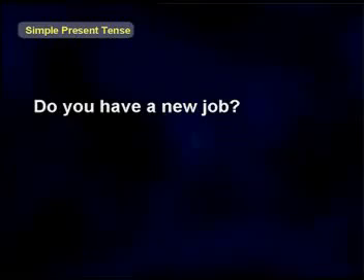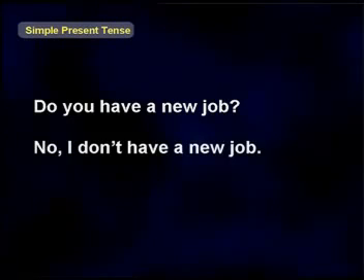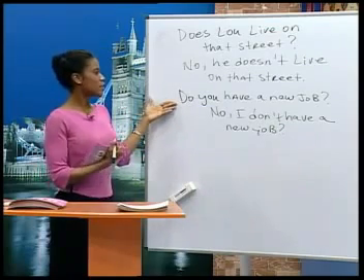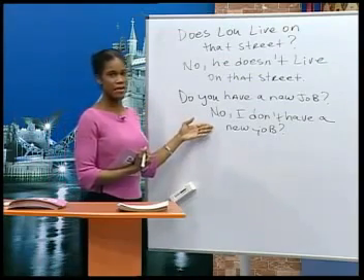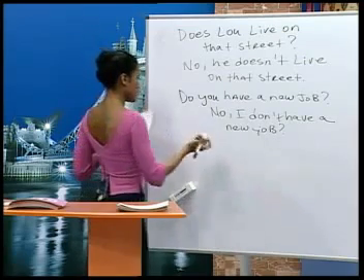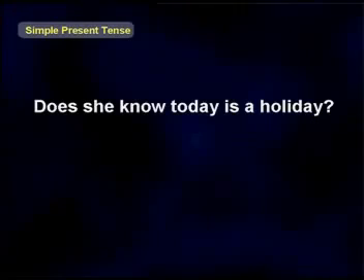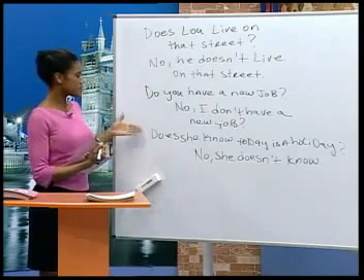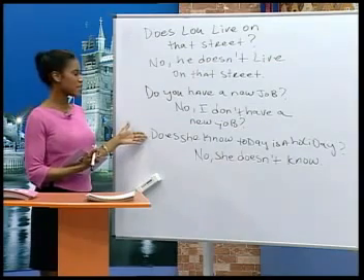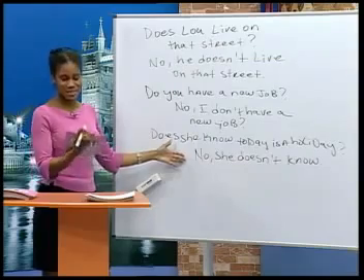Next example, do you have a new job? Answer could be, no, I don't have a new job. Okay, let's review this example. Do you have a new job? No, I don't have a new job. Next question, does she know today is a holiday? No, she doesn't know. All right, question is, does she know today is a holiday? No, she doesn't know.